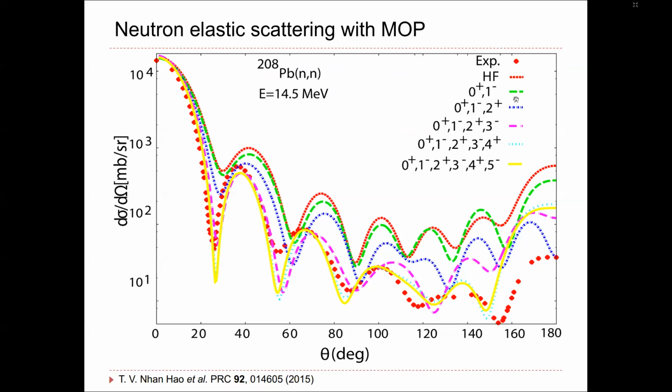But now I open it step by step. I open 1-, and the line goes down because we start to include the correlations. And then I open the 2+, 3-, 4+, and 5-, and at the end I have a yellow line here, which is close to the experimental data.